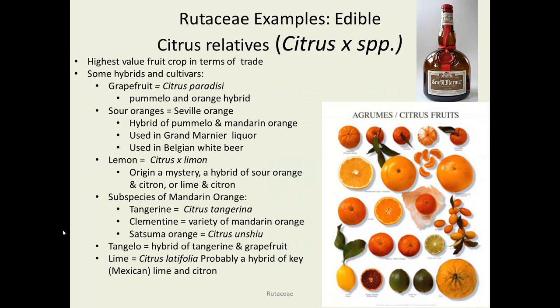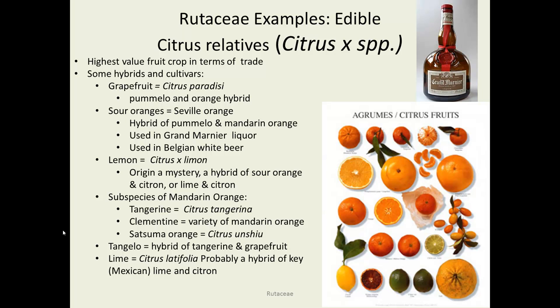The rest of the citrus is very difficult to figure out what's what. Grapefruits, some of these do have official genus species names, even though they're hybrids and often known hybrids. So grapefruit's often called Citrus paradisi. It's figured that it was the pomelo and some other orange hybrid. Seville oranges are called sour oranges. They're hybrids of the pomelo and the mandarin orange. And it goes on and on like that. The lemon is often written Citrus hybrid limon. And that's actually a mystery. They really don't know quite where it came from. It could have been sour orange and citron or lime and citron.